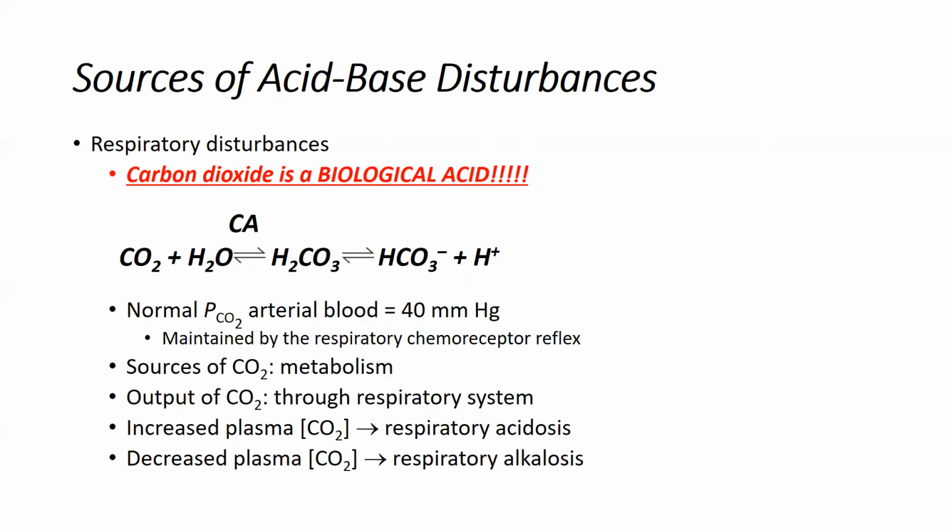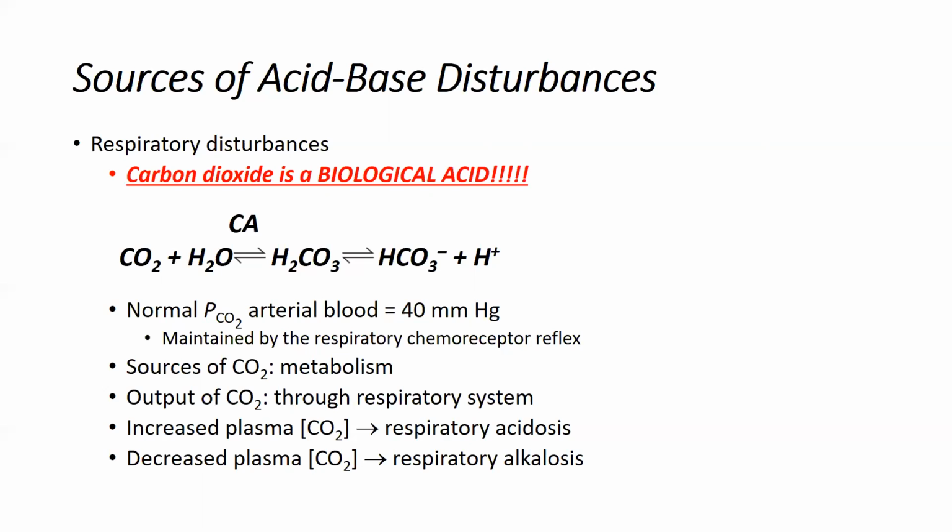Let's talk about some respiratory disturbances. We know carbon dioxide is a biological acid, right? And we know the normal PCO2 in the blood is about 40 millimeters of mercury. This is maintained by the respiratory chemoreceptor reflex. And this is a big fancy word for saying there are areas in your brain that are detecting how much oxygen or carbon dioxide is in your blood, right? If you have too much carbon dioxide in your blood, they're going to send a signal to your lungs, to your diaphragm, to your respiratory muscles to increase the rate of breathing.